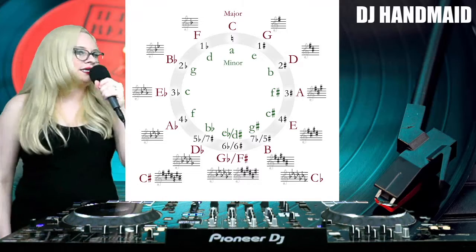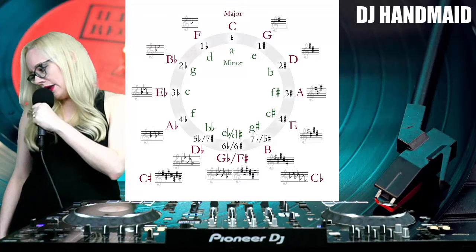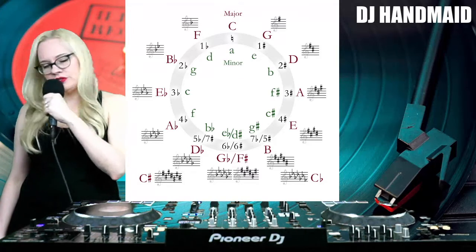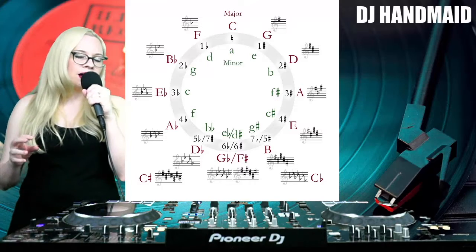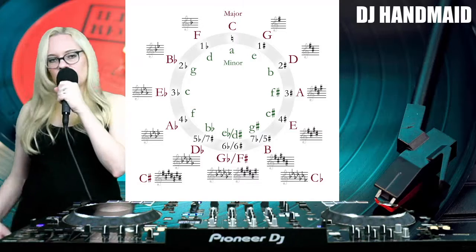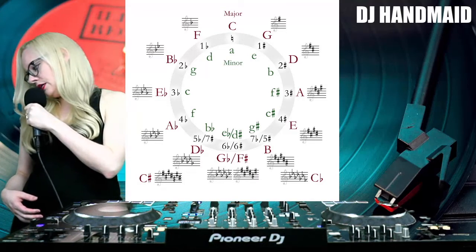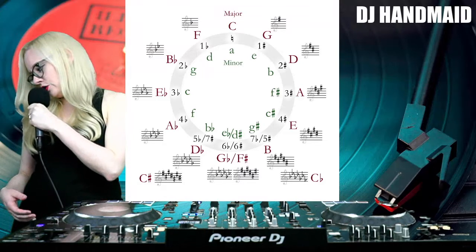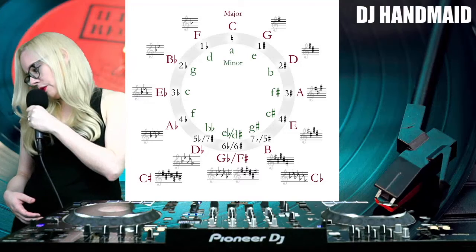So if you're in the key of C, the related minor is A, and they made it a small a, and in the middle of the circle it says minor. So C and A minor might work well together because they are related. And then you have G with E minor, D with B minor, A with F sharp minor, and so on. And you guys can look at that and kind of study that chart a little bit.